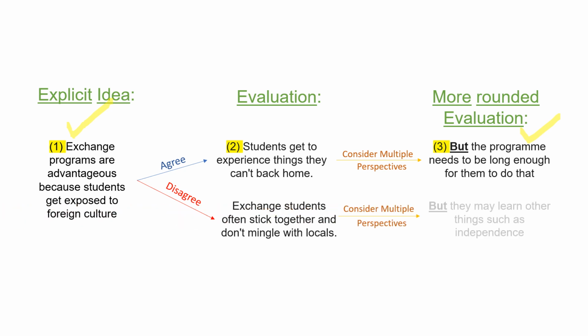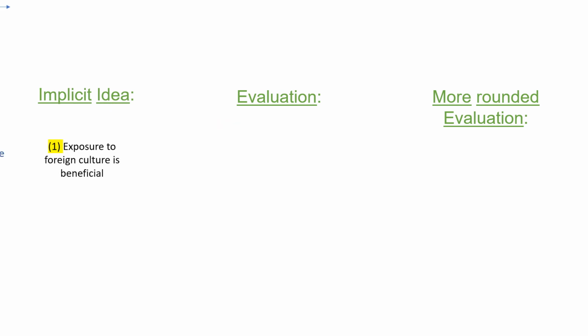And I may further develop the idea that they may learn other things such as independence. They may learn living independently. Now you can see that I have highlighted these points 1, 2, and 3. And using these ideas, now I will show you a developed idea. But first, let's see the implicit idea. Exposure to foreign culture is beneficial. This is one implicit idea in the exchange program topic.